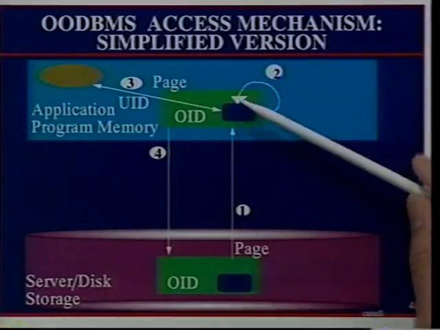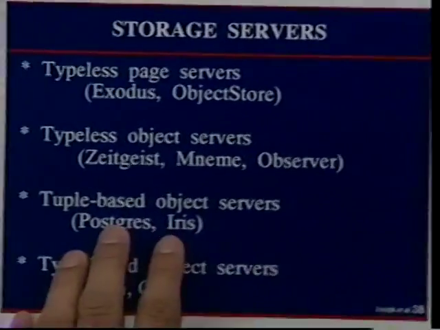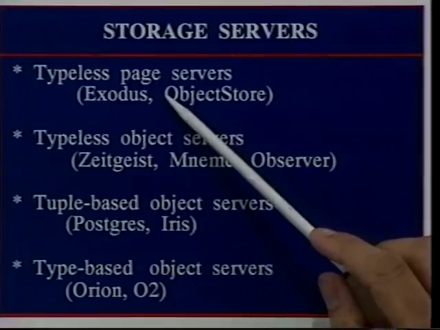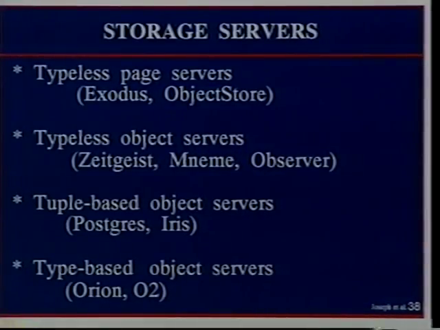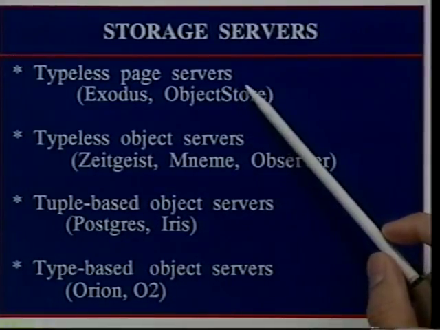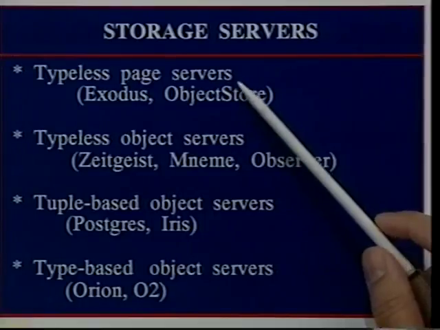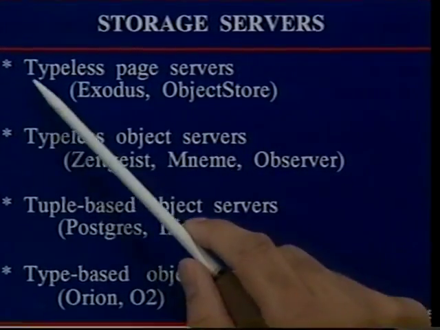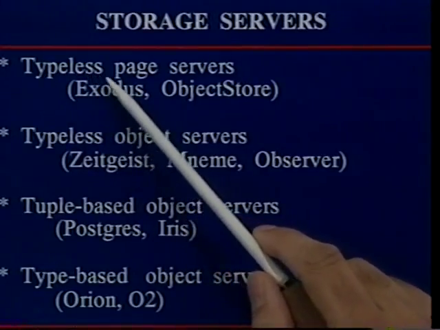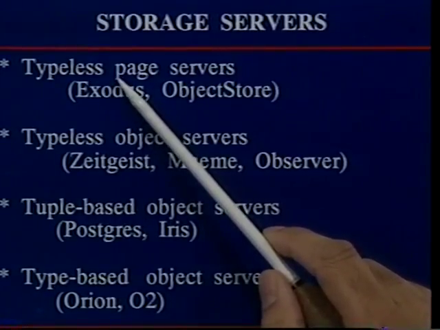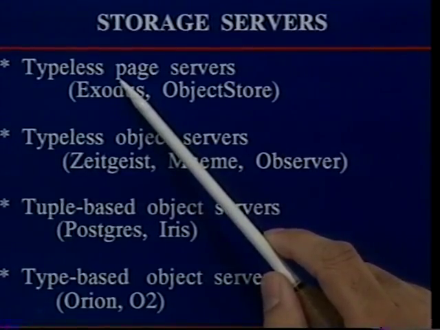Coming back to this slide, in the typeless page servers, the page as a whole is taken into the application memory. The entire page is taken from the database into the application memory, and the application then operates on the objects. That means the methods associated with the objects cannot be executed at the server level, but the whole page is taken into the application memory, and then you manipulate the objects, and the methods associated with the objects can be invoked at the client level.